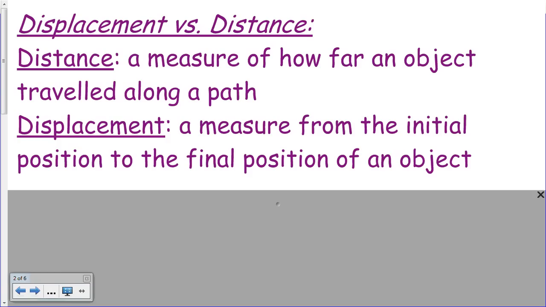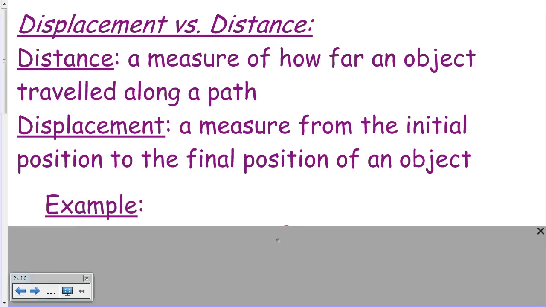On the other hand, displacement is a measure from the initial position to the final position of an object. So in other words, if you start at point A and you're going to point B, it doesn't matter what path you took to get there. You just have to measure how far it is from point A to point B. The length of that tells you the displacement. That's the difference between the two. Let's take a look at an example to kind of help illustrate that here.